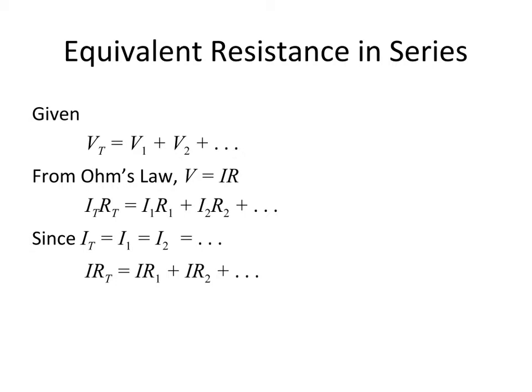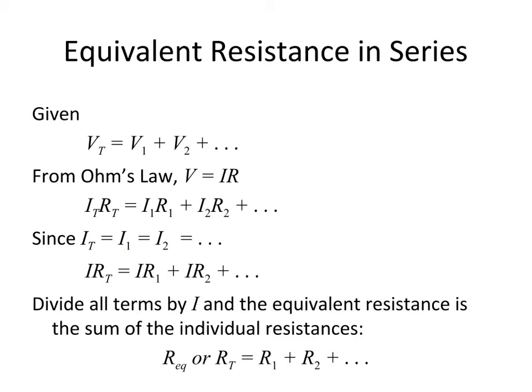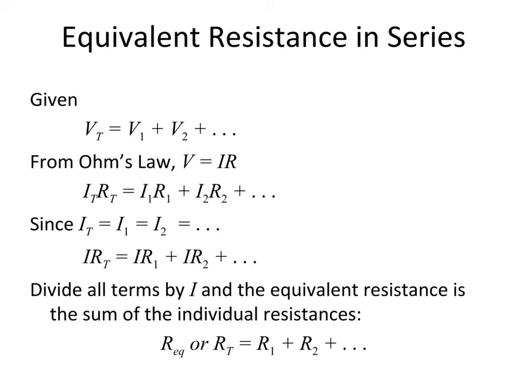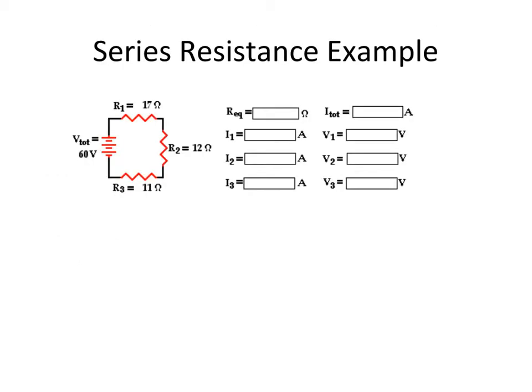But since the total current IT is equal to I1, which is equal to I2, etc., we can just substitute I for all those values. And now we can divide by I. And when we do that, we get R total, or R equivalent, is equal to R1 plus R2 plus R3, like so, for as many resistors as you have in the series circuit.